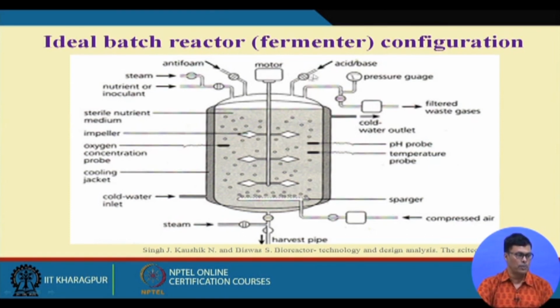We have the provision for acid and base addition in the reactor to maintain the pH of the reactor. The reason is that your microbial systems are very sensitive to the environment. As your pH changes, the growth of the organism might be hampered. So if we want to control the pH, then we have this kind of arrangement, an acid and base addition system.